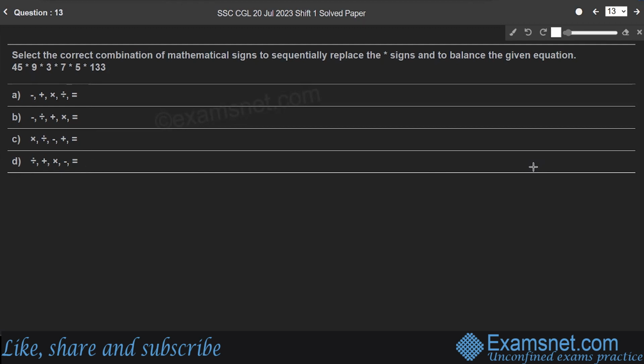So let us try option A. Here 45 asterisk 9 replaced with minus 9 plus 3 into 7 divided by 5 is equal to 133. Here students, we are just checking whether the left hand side is equal to the right hand side or not. So let us consider the left hand side: 45 minus 9 plus 3 into 7 divided by 5. Here students, we are following the BODMAS rule.